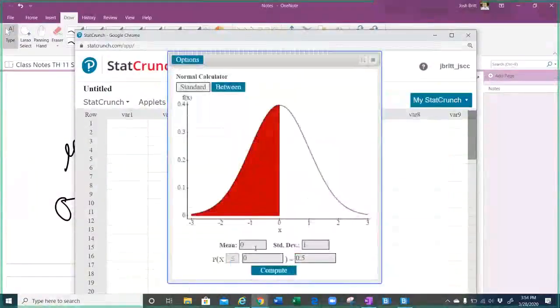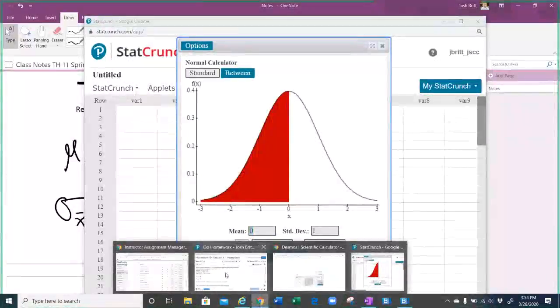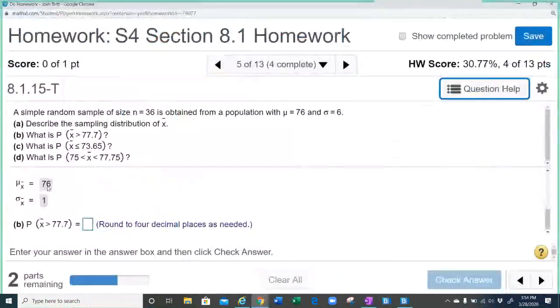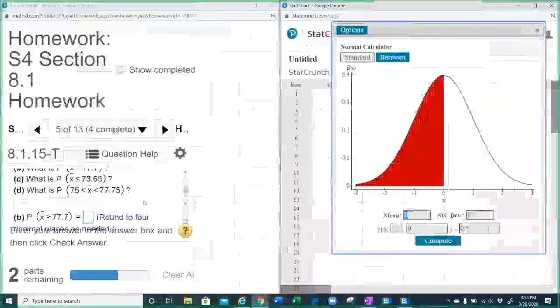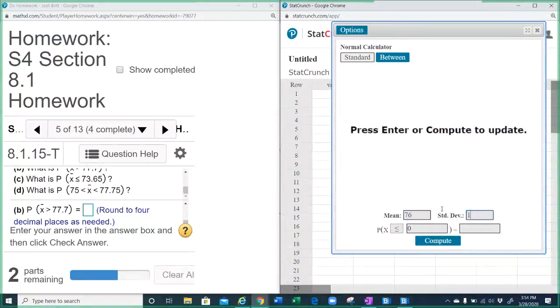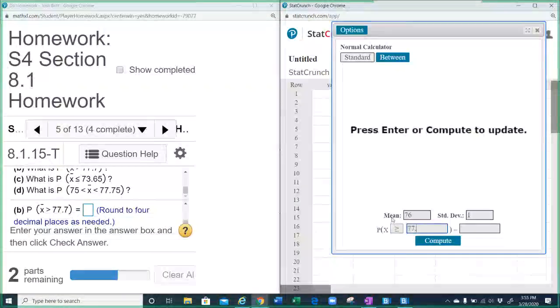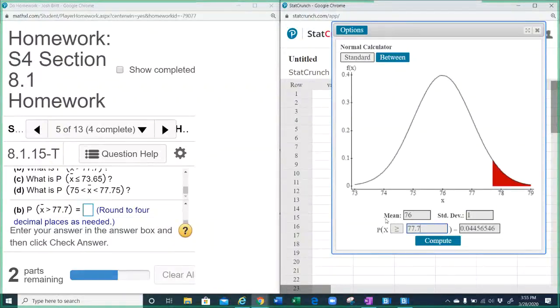All right. And so the mean of this distribution was 76, and the standard deviation is 1. So let's see if we can get this on two screens here. The mean, 76, standard deviation of 1. And we want to know the probability that X bar is greater than 77.7. And we get probability is 0.0446.